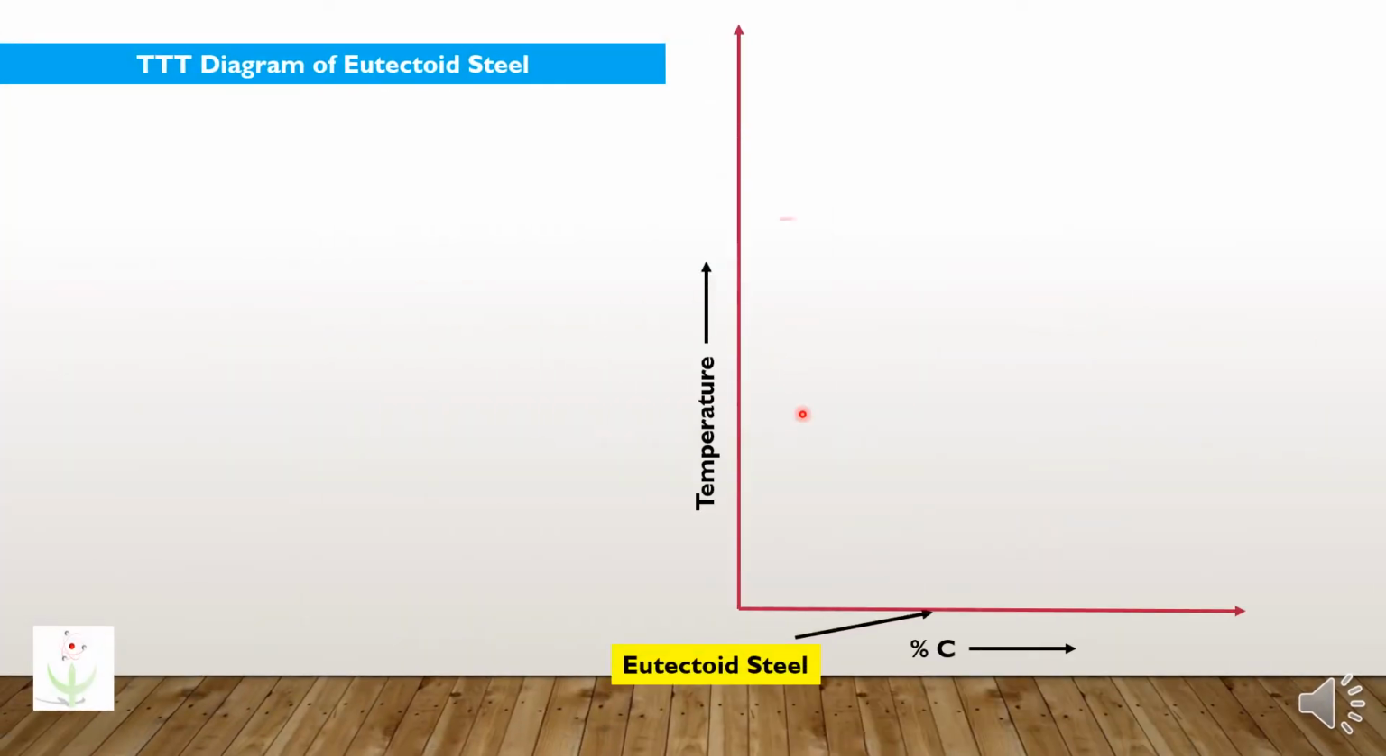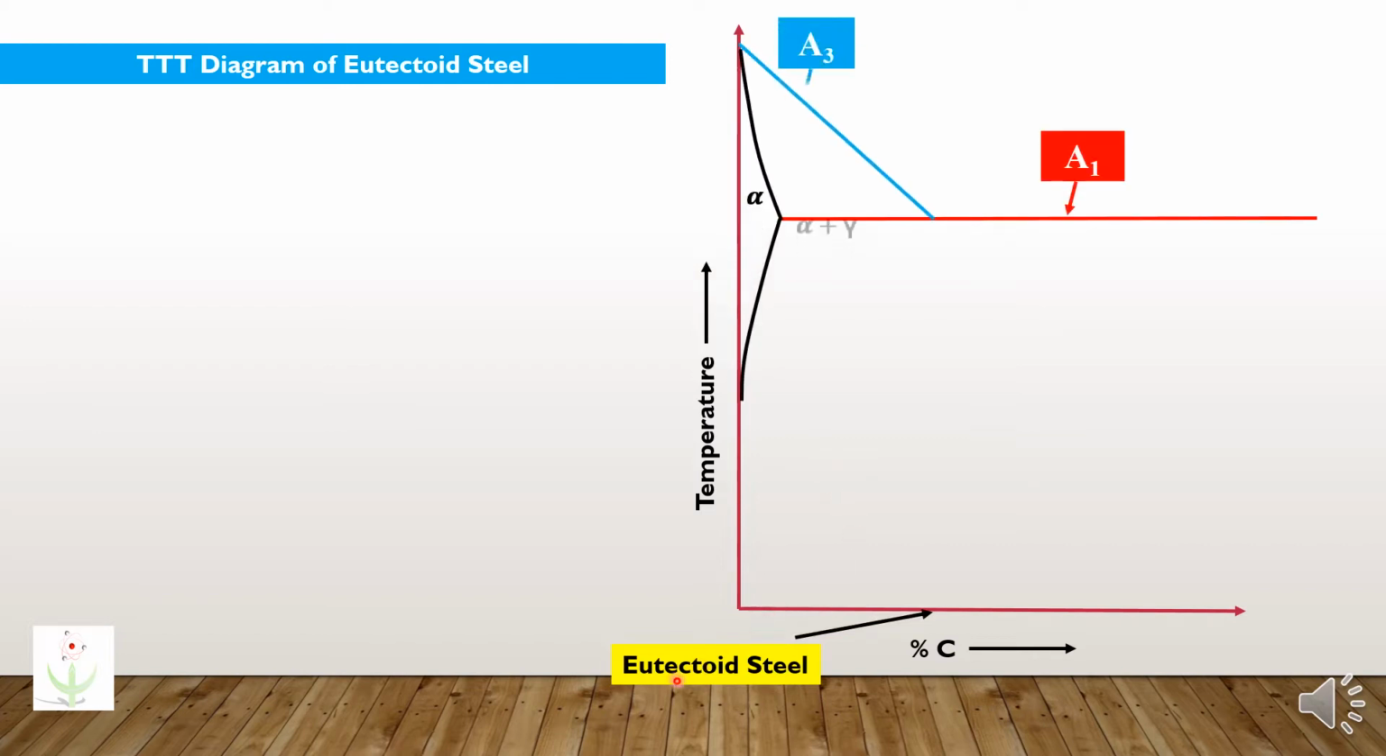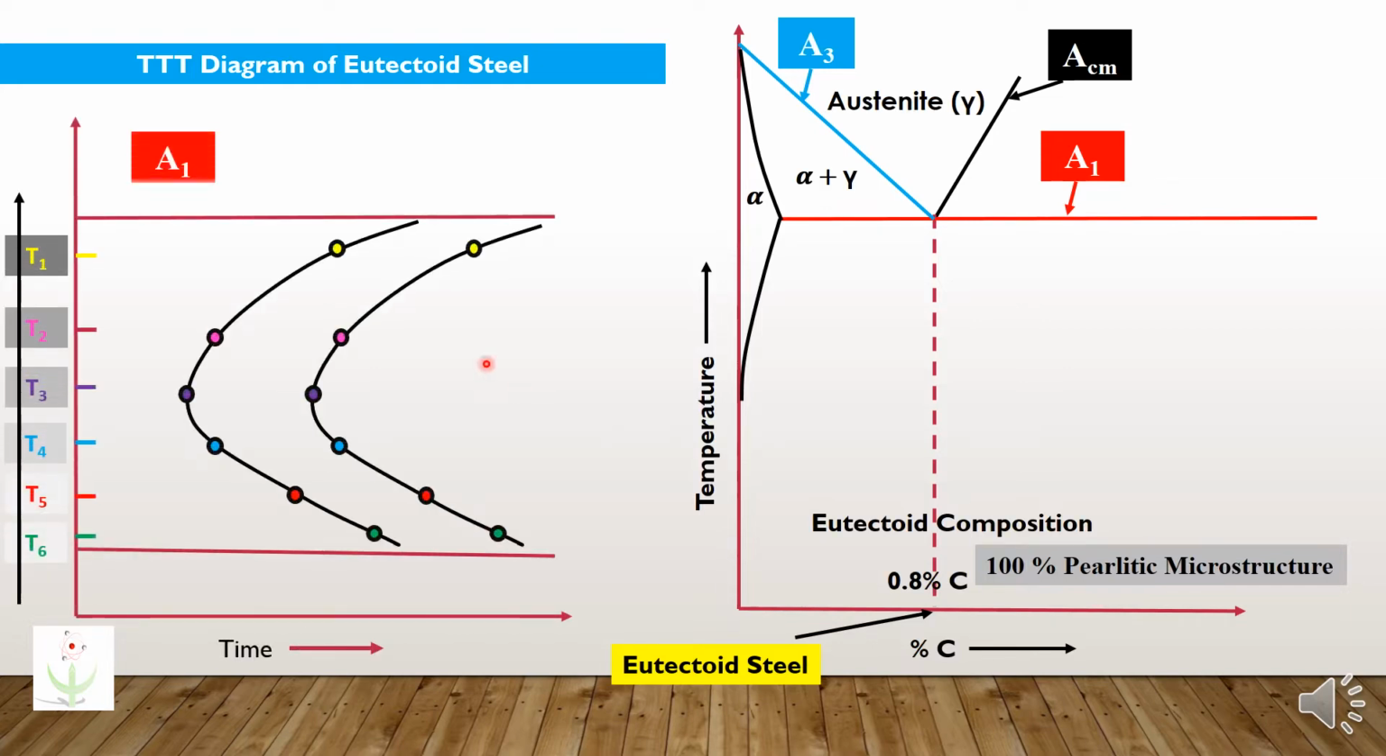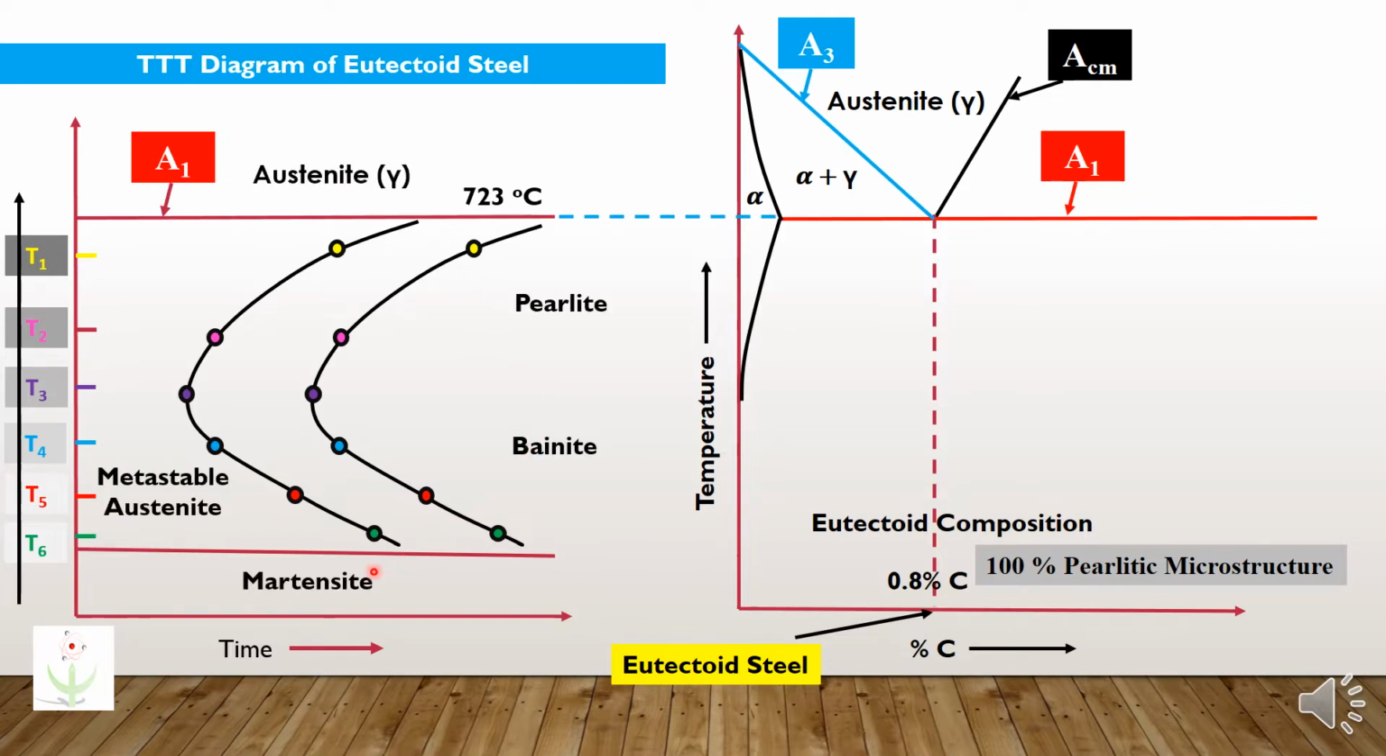The iron cementite phase diagram has told us that if we slowly cool down the eutectoid steel, we will get 100% pearlitic microstructure. But the results of the time temperature transformation diagram have revealed to us that we may also get bainitic structure or martensitic structure or even retained austenite. That all depends upon the cooling cycle.